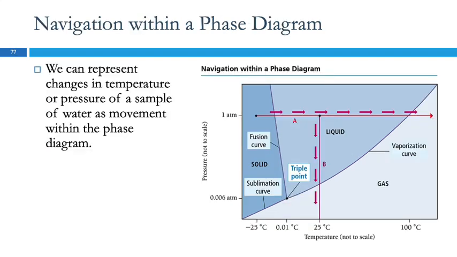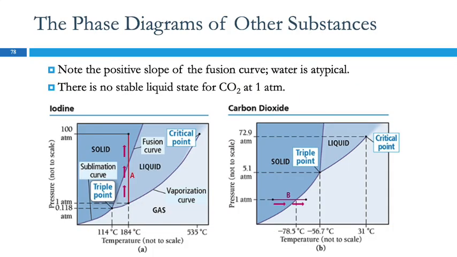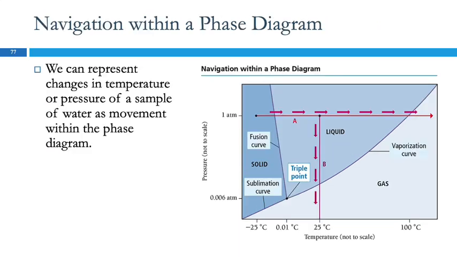So look at this line. You see this line has a negative slope, right? That's the fusion curve for water, and that's unusual. Most substances have a fusion curve with a positive slope. So what happens there is at a constant temperature, as you increase the pressure, the liquid will become a solid. That's what most things do. Of course, water is not most things. So with water, as you increase the pressure, a solid will become a liquid.